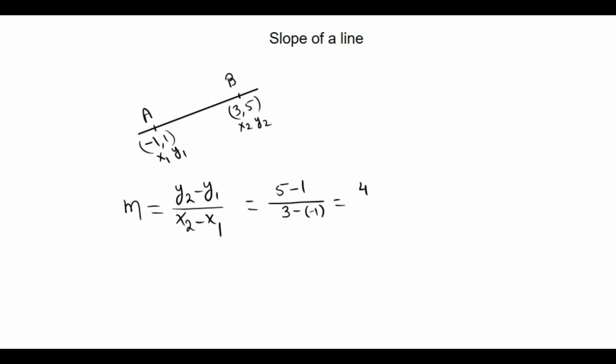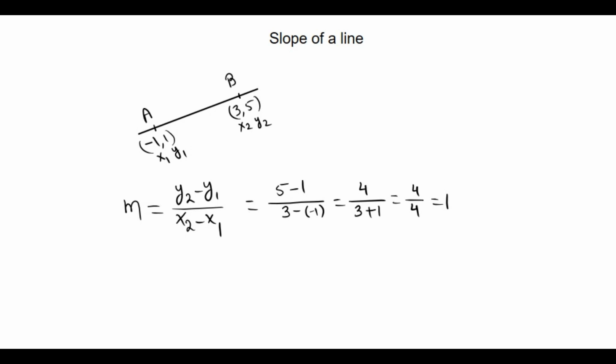5 minus 1 is 4, and 3 minus minus 1: minus and minus becomes a plus, so it's 3 plus 1. We have 4 over 4 equals 1. So the slope of this line is 1.